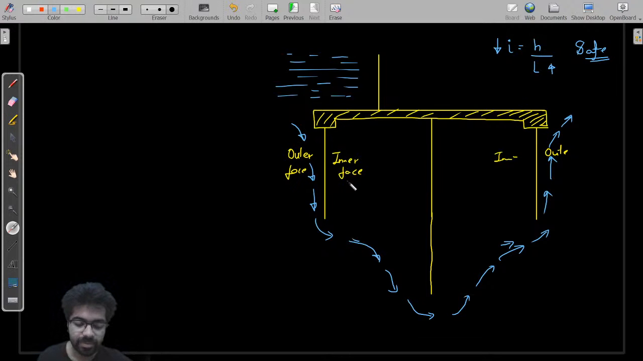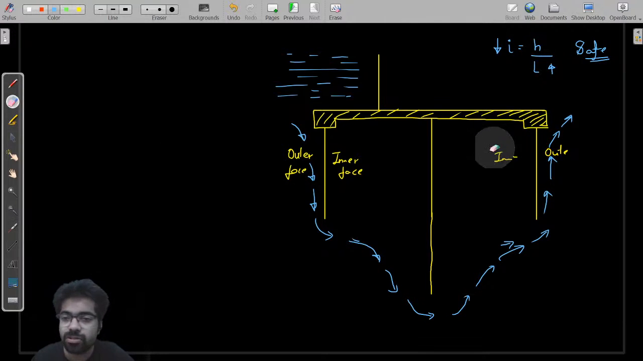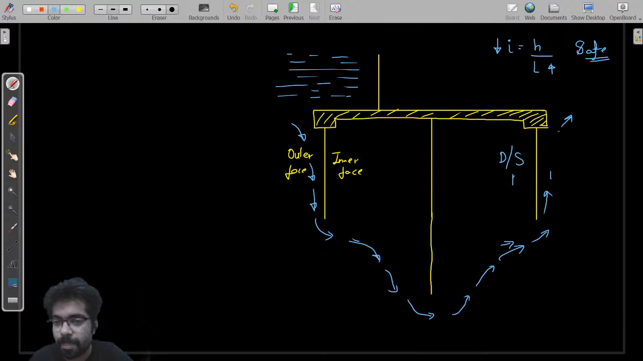last observation was about the downstream pile. Let me write down so that you all can connect easily. This pile is known as your downstream pile. This pile is known as your intermediate pile. And this pile is known as your upstream pile.